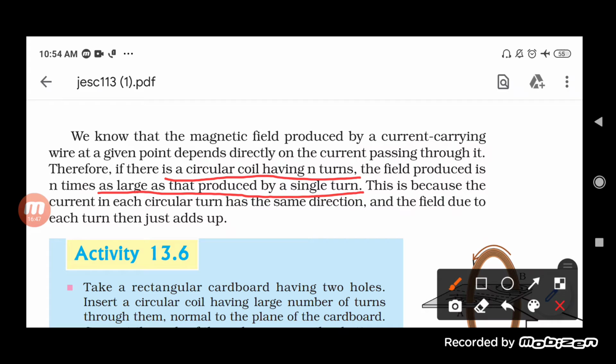So, in a single turn, the magnetic field produced here will be much less. The more turns of the coil there are, the more magnetic field there will be, because all the magnetic fields which are moving in the same direction will add up, and when they add up, the effect will be doubled.